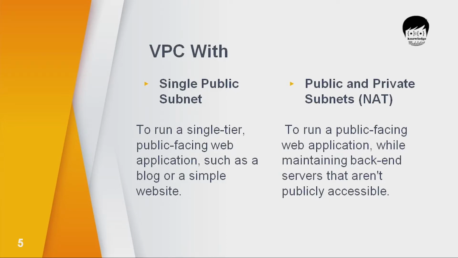The first one is single public subnet. To run a single-tier public-facing web application such as a blog or simple website, you can use this type of VPC configuration, which contains a single public subnet.